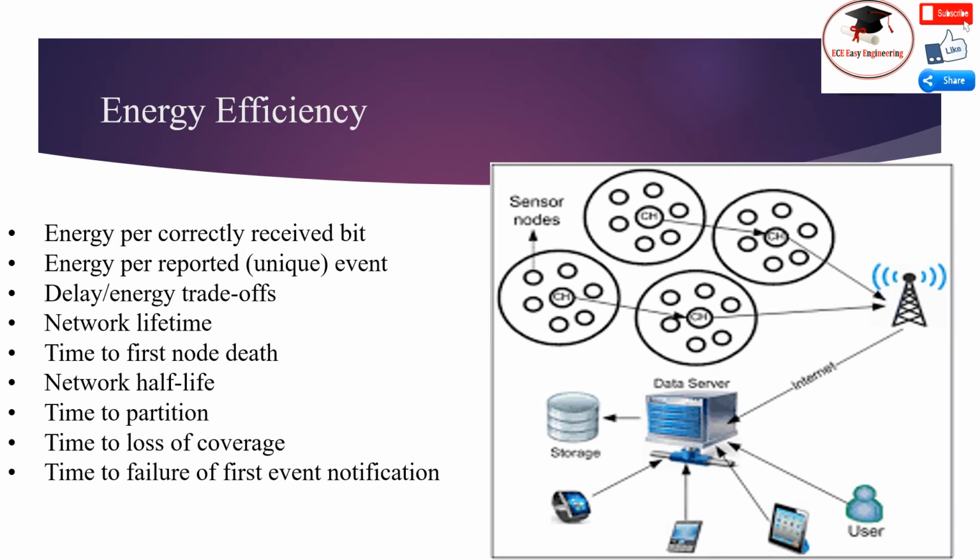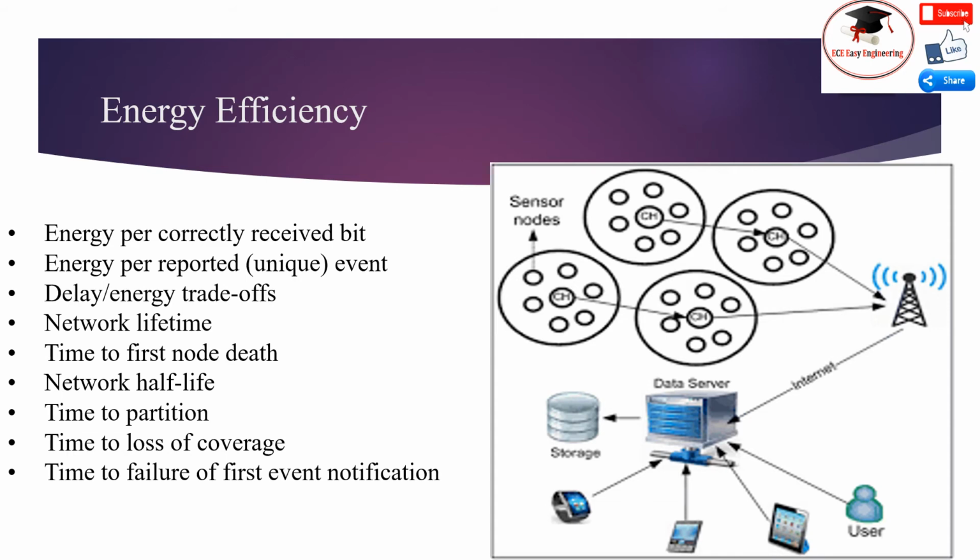Energy efficiency. Energy efficiency should be an optimization goal. The most commonly considered aspects are energy per correctly received bit, energy per reported event, delay or energy trade-off, network lifetime, time to first node death, network half-life, time to partition, time to loss of coverage, time to failure of first event notification. Energy per correctly received bit is how much energy is spent on average to transport one bit of information from the transmitter to the receiver.